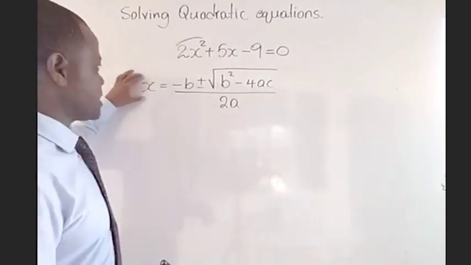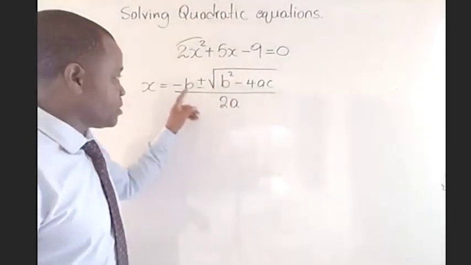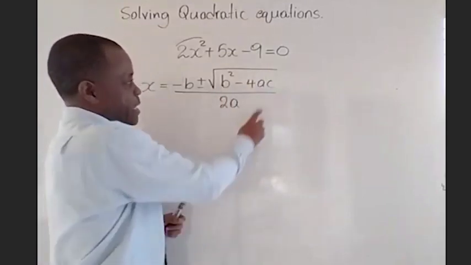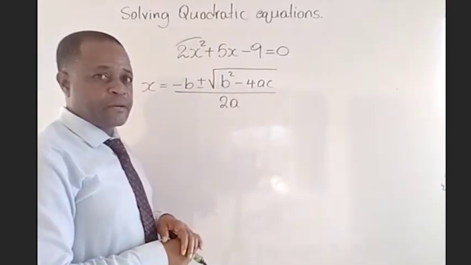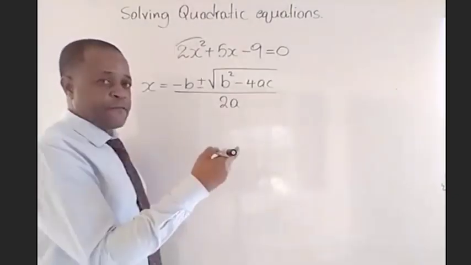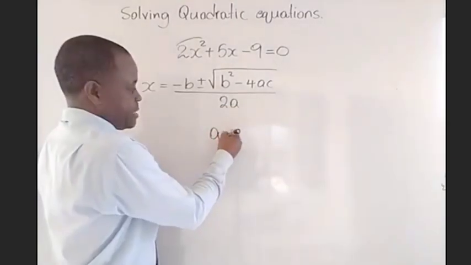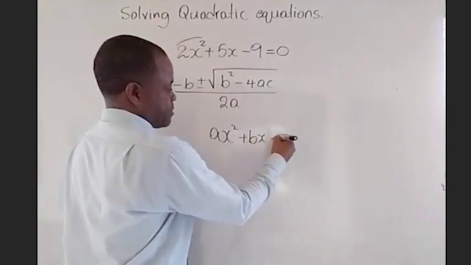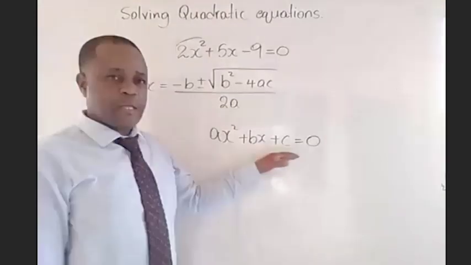Now, here they say x is equal to this lovely thing here. If you notice inside of this formula, you have A, you have B, and you have C. Those are the letters that we have inside here. Also, if you go back to the general form of a quadratic equation, it looks something like this: ax squared plus bx plus c equals 0. So this is our general form.